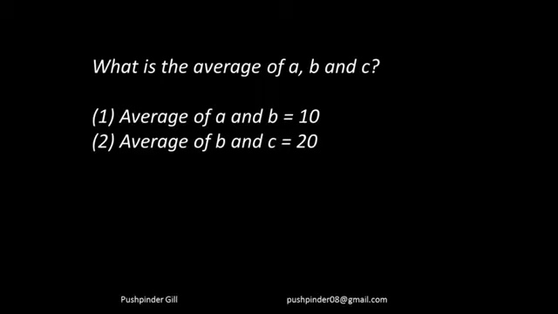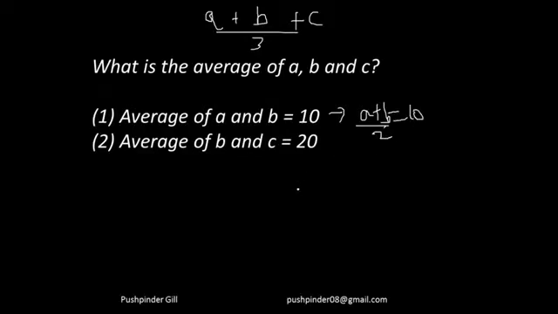Now let's look at this question. What is the average of A, B and C? He wants us to find the value of (A plus B plus C) by 3. What does the first statement tell us? It just tells us (A plus B) upon 2 is equal to 10. Does that give me the answer? No, it doesn't. That means my answer choice is not A. That means I should be writing B, C or E, because the first statement is not sufficient.